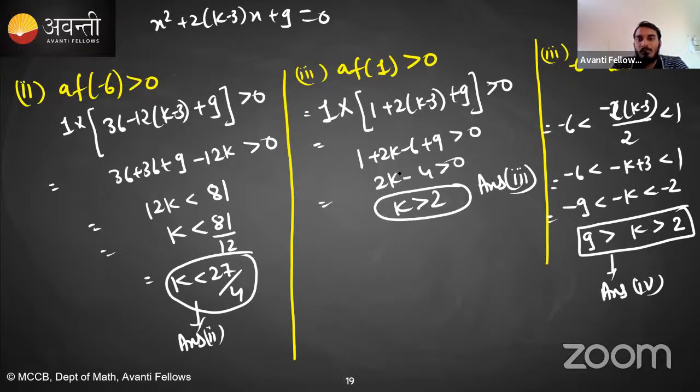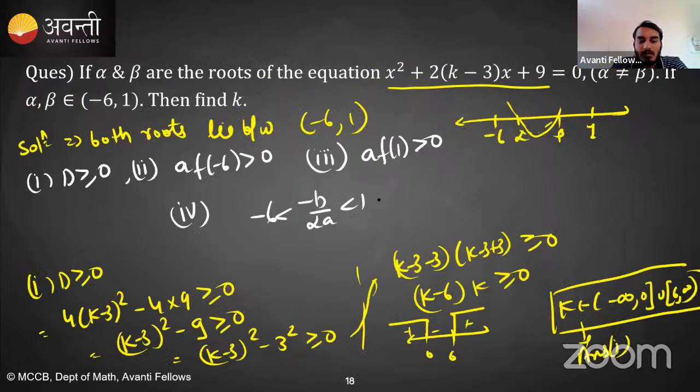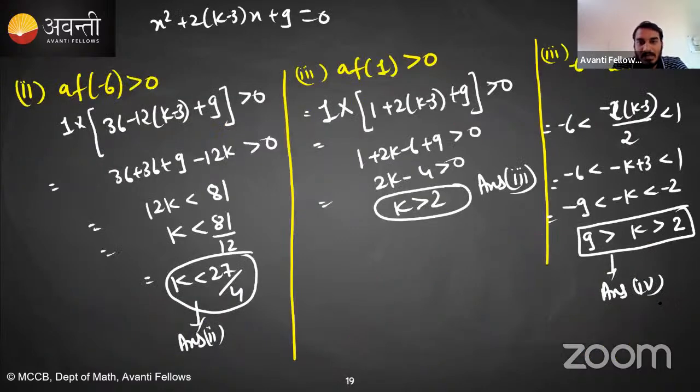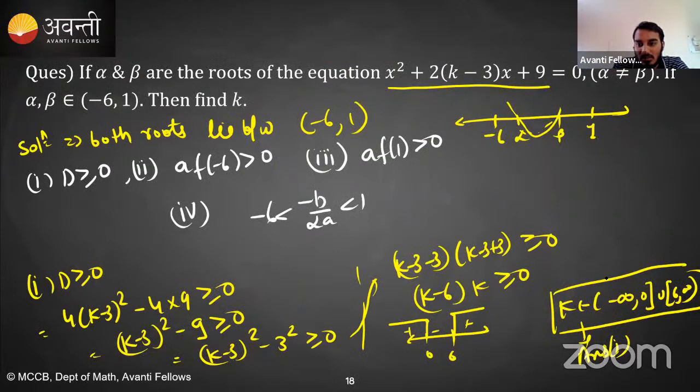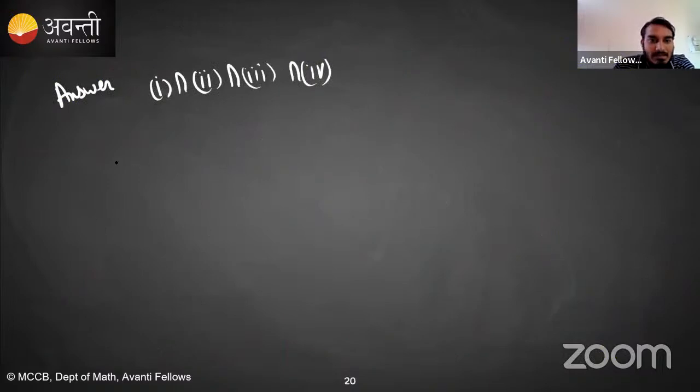Okay, so first of all, what is the first one saying? Minus infinity to 0 union 6 to infinity, right? And third, look at the third case. The third case says k should be greater than 2. So when you do the intersection of first and third, what comes is that k should be 6 to infinity. Yes or no? What I'm saying is like this.